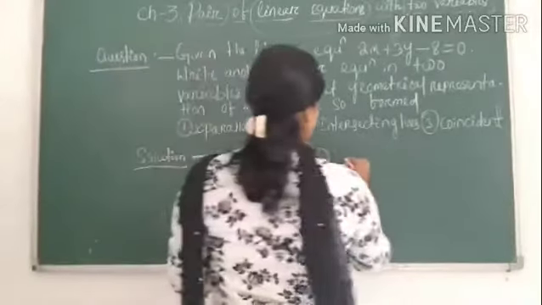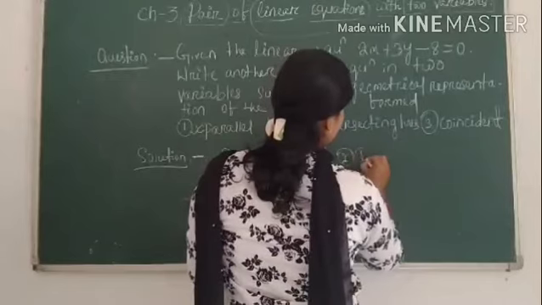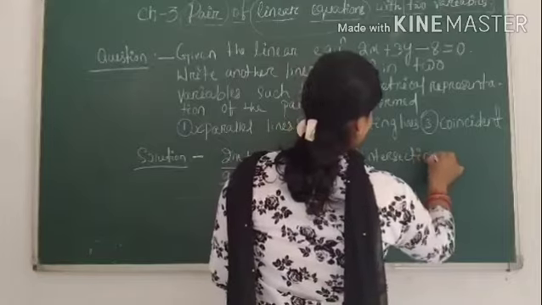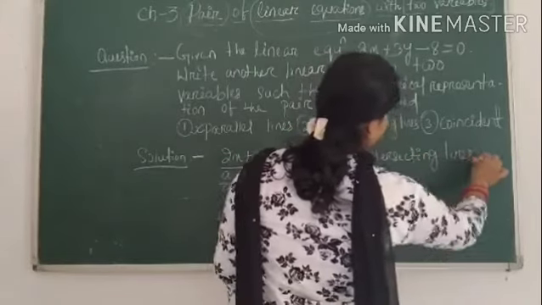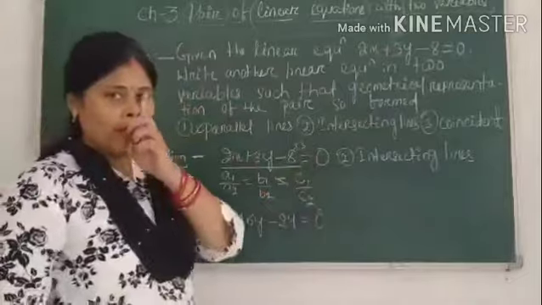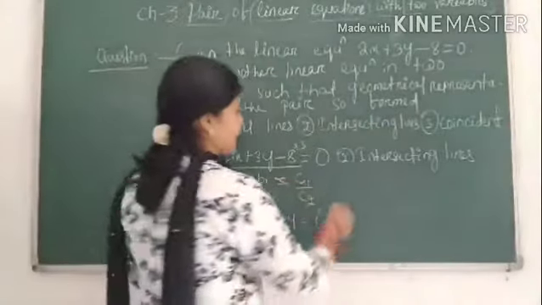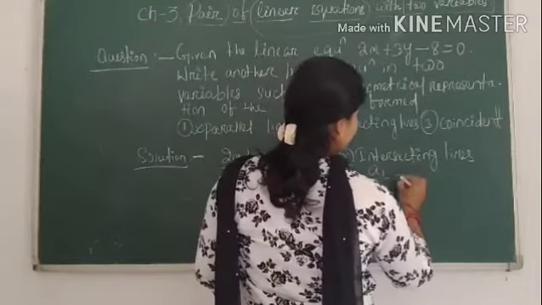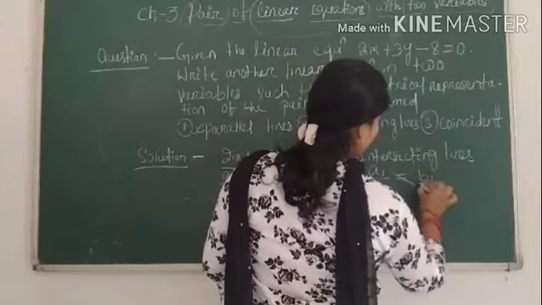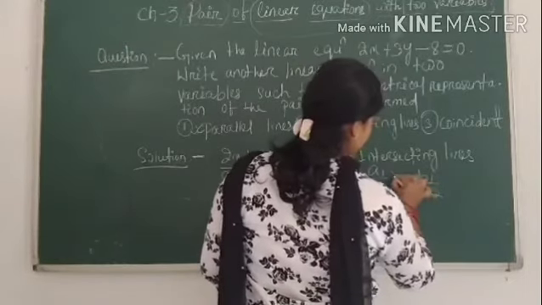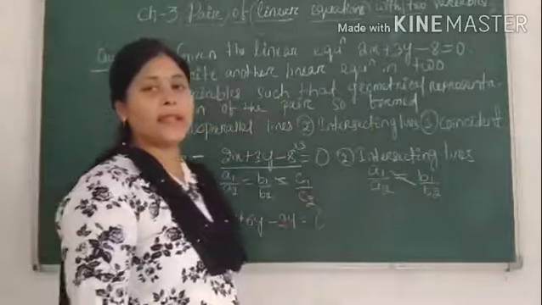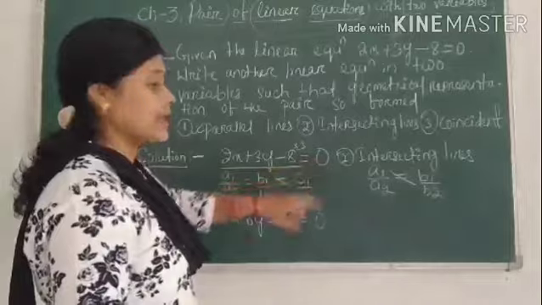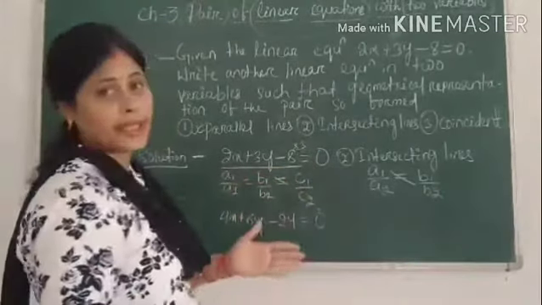Then come to second one. Second is your intersecting lines. So what is the condition of intersecting lines? The condition is A1 by A2 should not be equal to B1 by B2. So here you can take any random equation. Your first equation is 2x plus 3y minus 8 is equal to 0. So here you can take any equation.